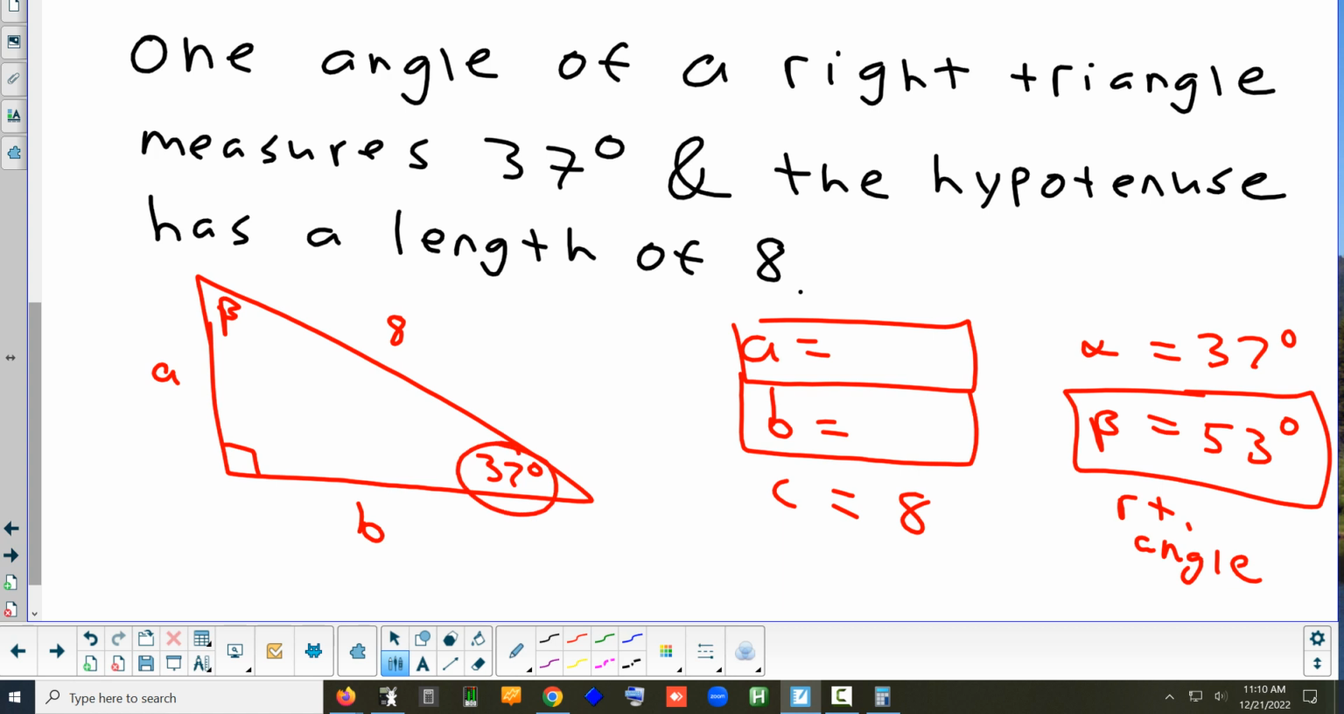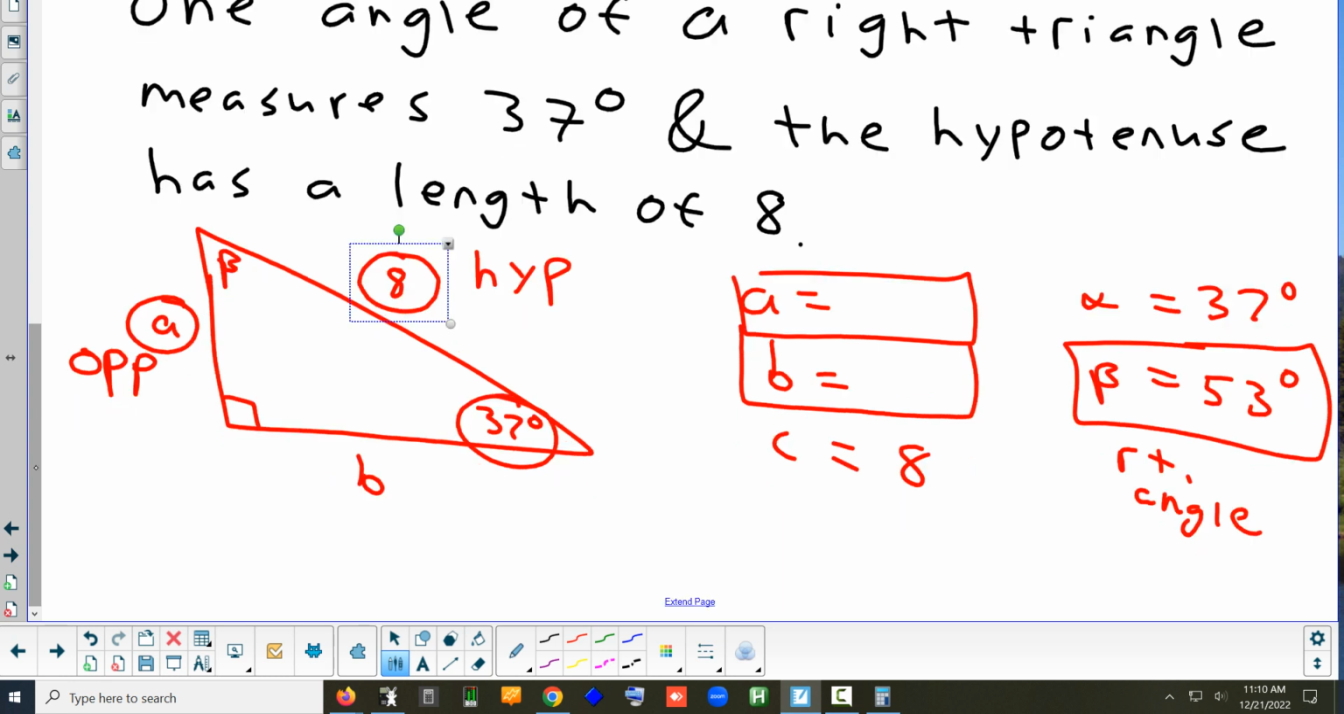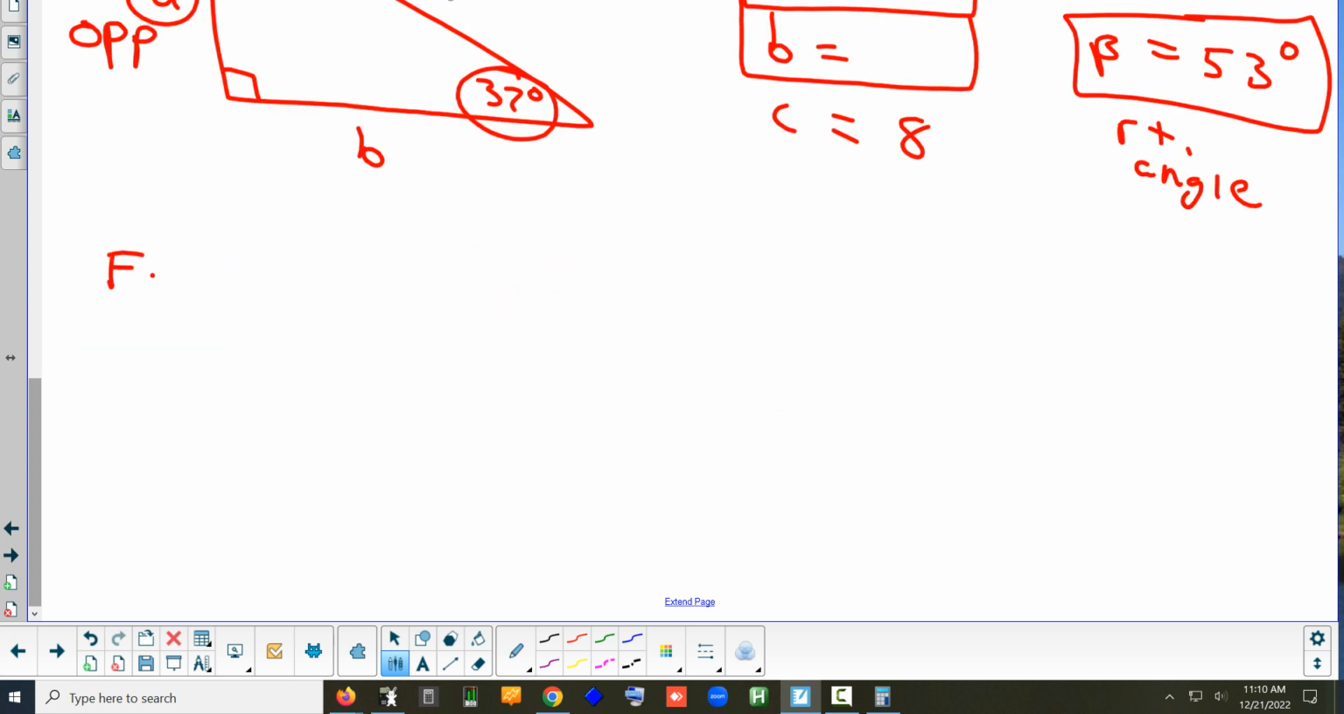And let's say we want to do A first. So this is the side that we want to know. This is the side we do know. We need to figure out the names of these two sides from the perspective of the 37. What's the side that's farthest away? Opposite. So this is opposite. And what's this one? Hypotenuse. So which trig function has opposite and hypotenuse? Yep. So we're going to use sine. So this is to find A.